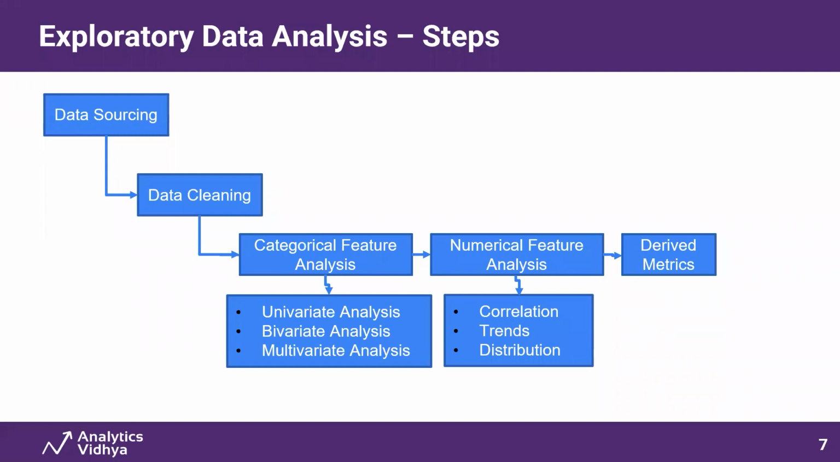Similarly, we do some correlation mapping of the numerical features. We can see how both the variables are related. We can see the correlation trends, like the scatter plots and all.